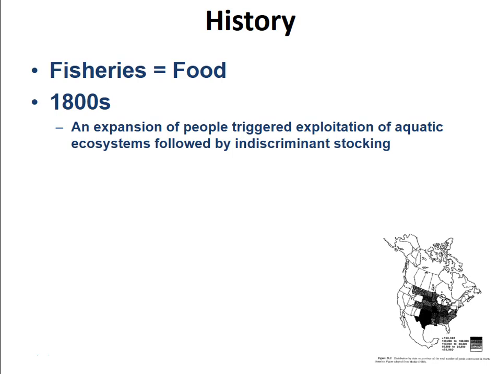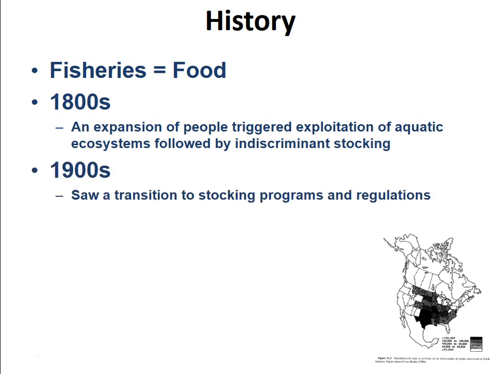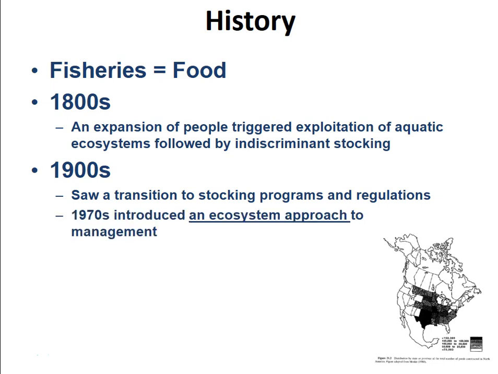They would literally dump buckets of fish and fish eggs into streams as they went by. During the 1900s, we saw a transition of stocking programs and regulations developing. By the 1970s, an ecosystem approach was introduced to the management of fisheries, and we'll come back to this in a minute. Also during the 1900s, we saw a significant increase in pond production.